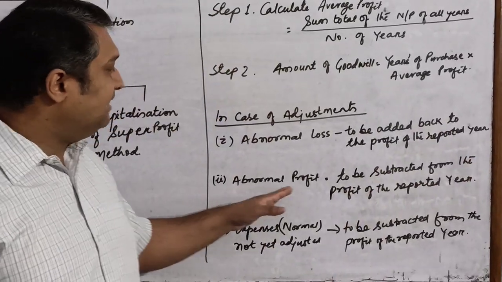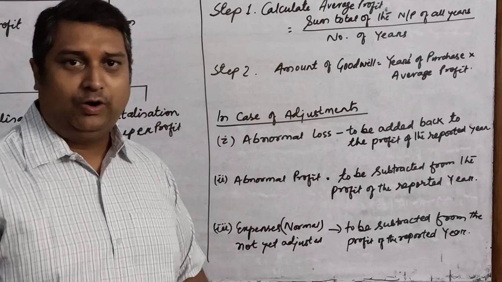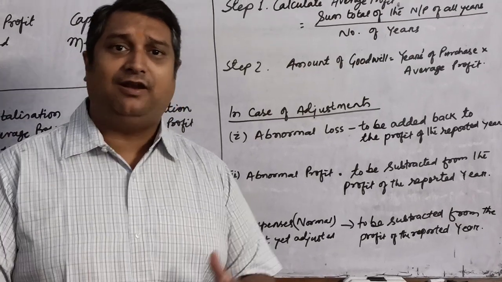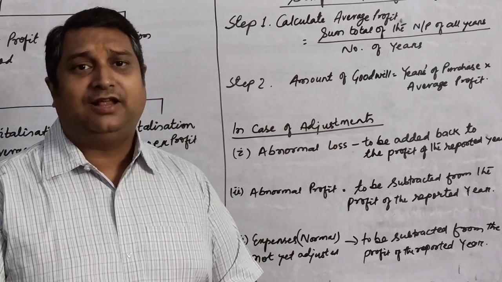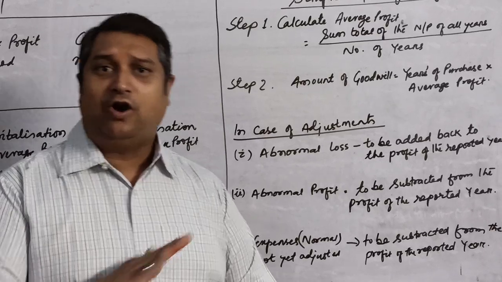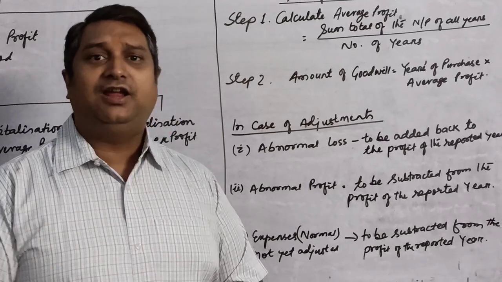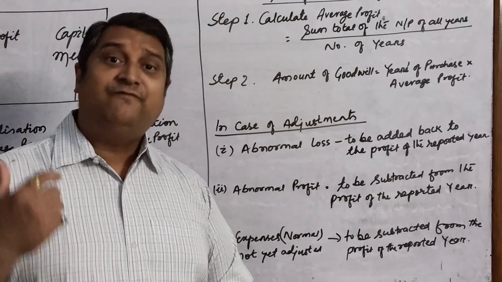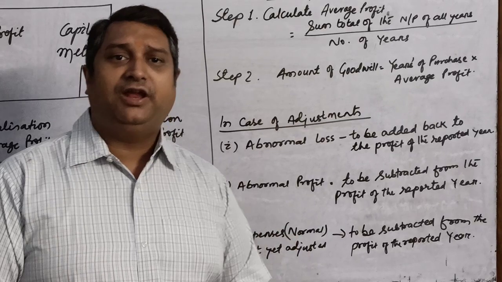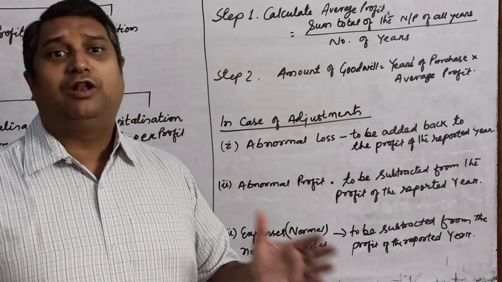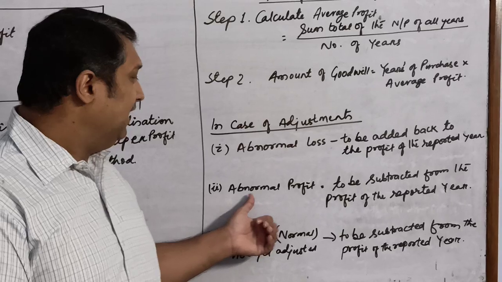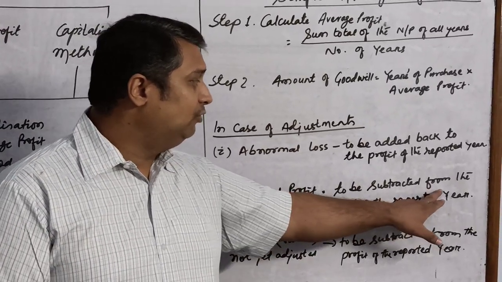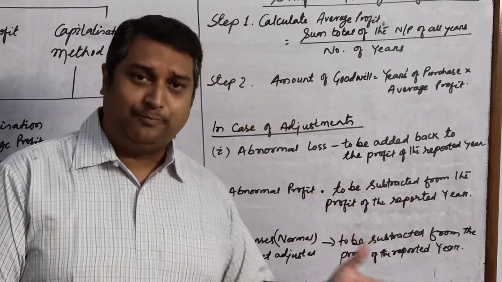which have been reported for that particular year. If there is any abnormal profit, what do you mean by abnormal profit? Abnormal profits are those profits which do not take place in the normal functioning of the business. They are not regular in nature, they are non-recurring in nature. For example, interest on investment, income from lottery. These are some of the incomes which are not the regular conduct of the business. That is why if they have already been added to the profit, in order to correct it, you are supposed to subtract them in order to get the normal profit.